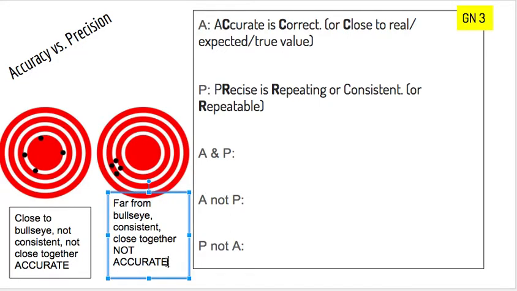Okay, and then let's look at precision. Are these darts close together? Yes, they are, so they are precise. These are not precise. They are not close together. Okay, so it is possible to be accurate without being precise, and to be precise without being accurate. Sometimes you can be accurate and precise, which is the goal in any experiment.